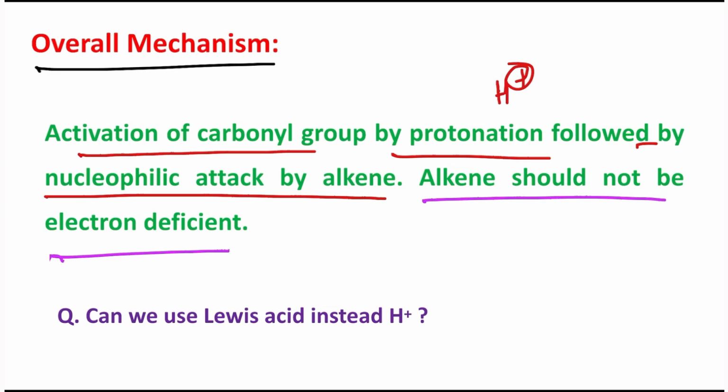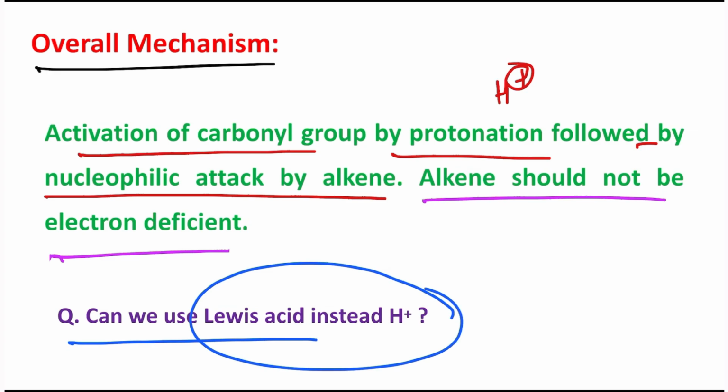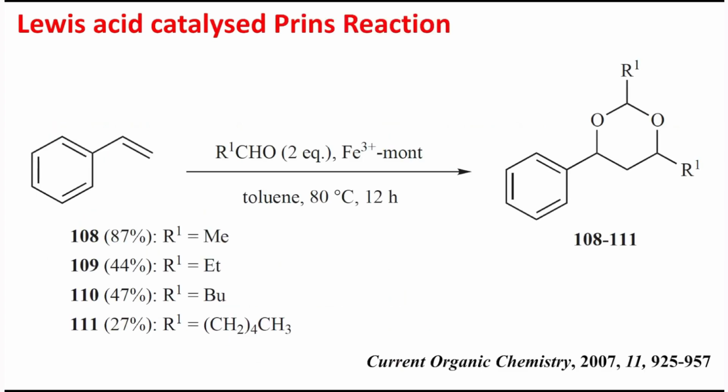Now an innocent question is, can we use a Lewis acid instead of protic H+? Why is this important? If your molecule is multifunctional and has some centers which are H+ or proton sensitive, meaning acid sensitive, then instead of H+, can you use a Lewis acid? Is it possible? Conceptually it is possible, and in reality also it is observed. So this is the reference.